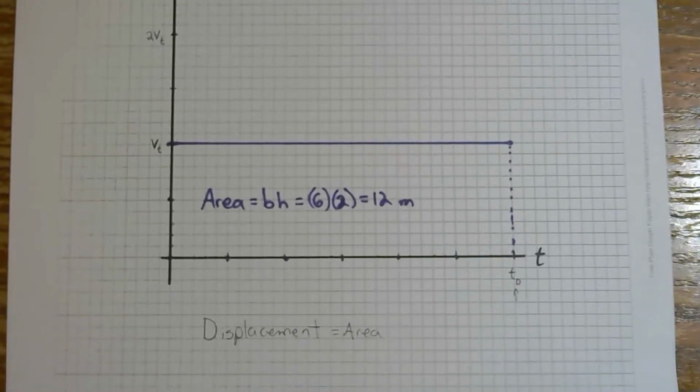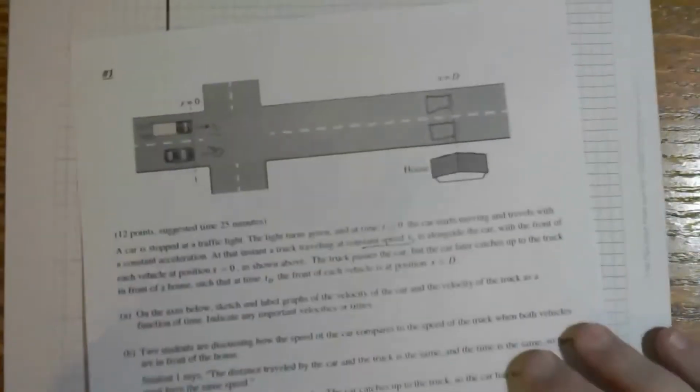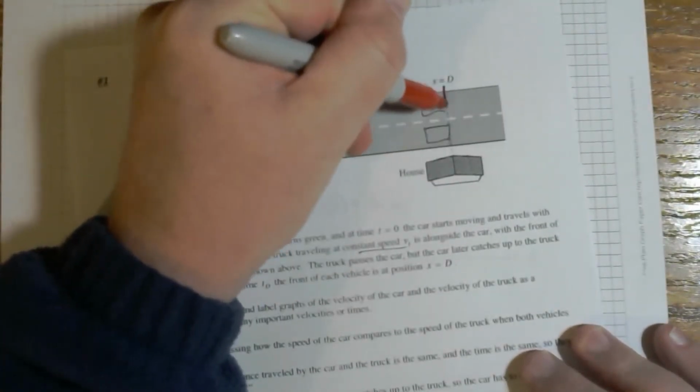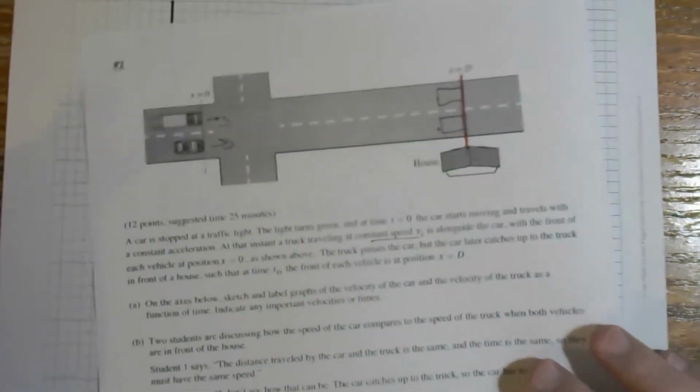So in order to get the graph of the car, we need to understand something about it. It says, but the car later catches up to the truck in front of the house such that at a time t_D the front of each vehicle is at a position x_D. So right here it says that whenever these two things meet, they've traveled the same distance. The car has traveled the same distance as the truck.